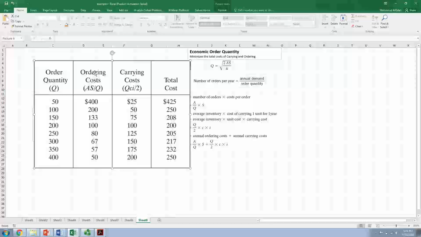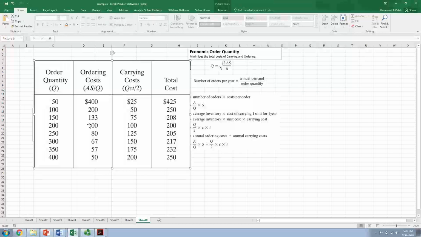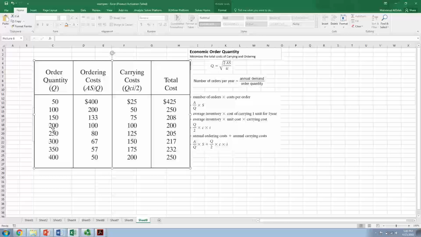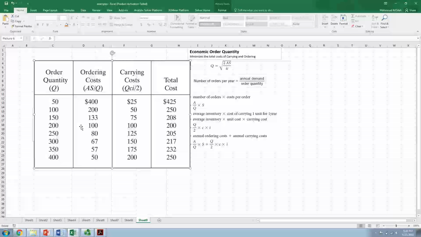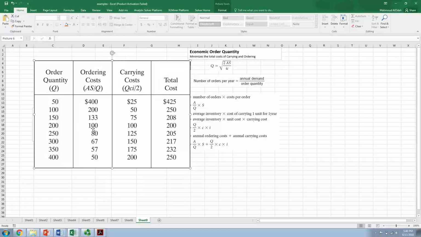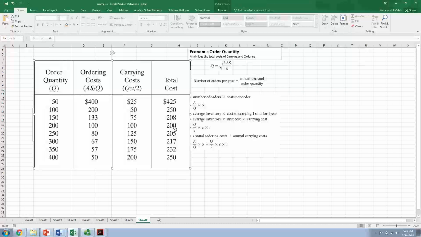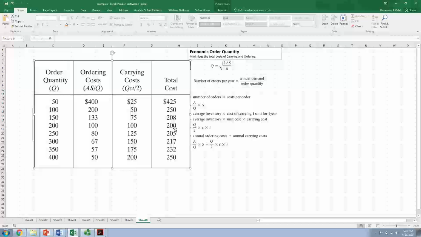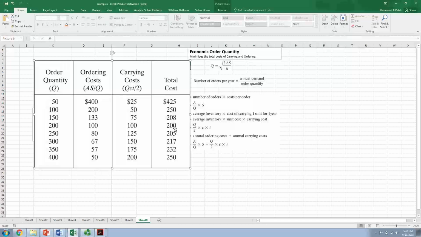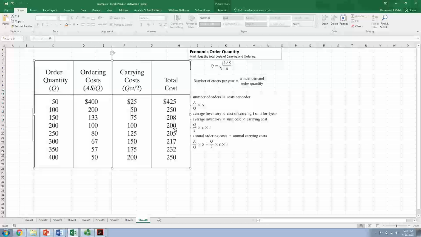But what I wanted to tell you is that if you look at the 200 units in the first column, you will see the order quantity, the ordering cost would be $100. The carrying cost is $100. The total cost is $200, and this is the minimum total cost of carrying and ordering.